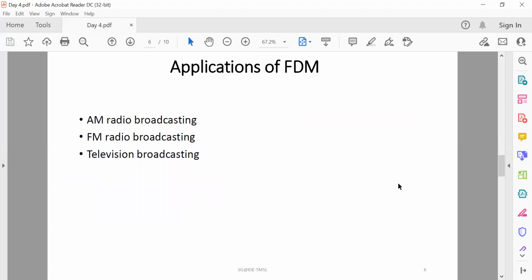So there are certain applications of FDM. A very common application is in AM radio or FM radio broadcasting. Now, a radio uses the air as the transmission medium. A special band, which is some kilohertz range, is assigned to the AM radio. All radio stations need to share this band. Each AM station needs some kilohertz of bandwidth, and each station uses a different carrier frequency, which means it is shifting its signal and multiplexed.